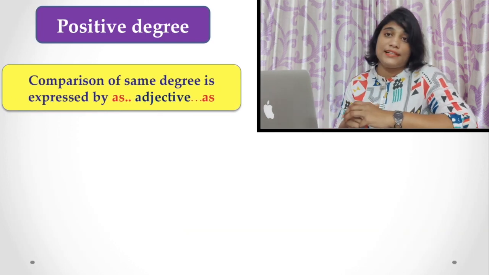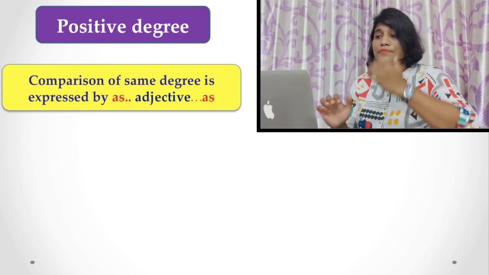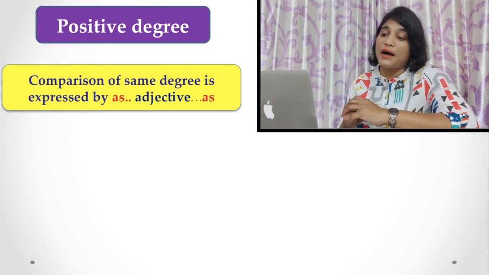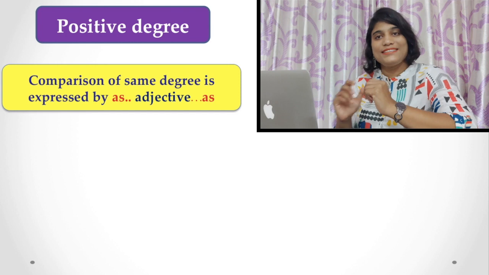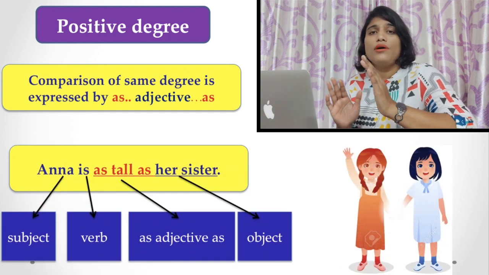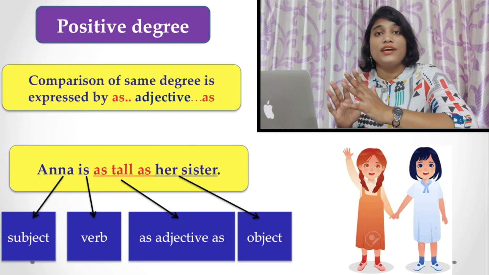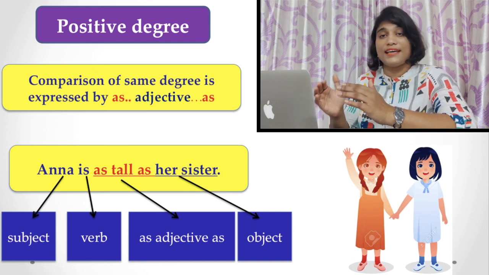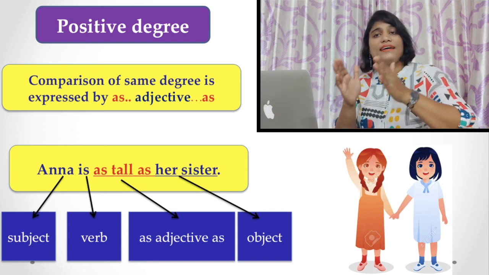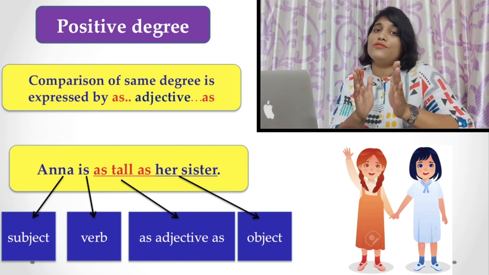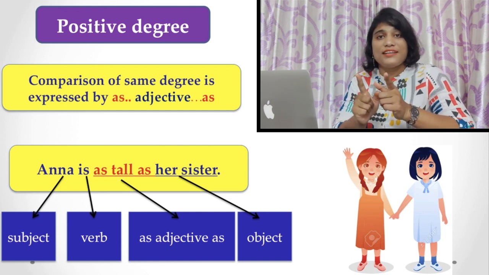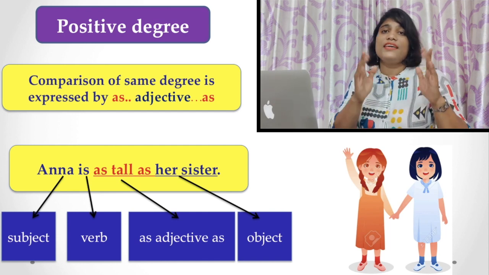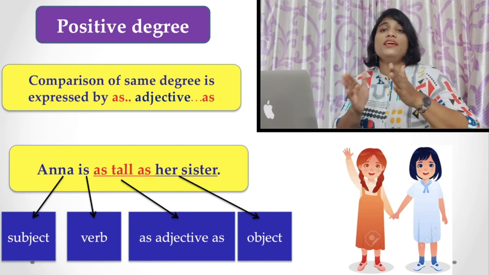Let's see in detail. What is then the positive degree? Comparison of the same thing is expressed by as, adjective, as. Here, while there is no comparison, we are talking about the same thing together. We use, Anna is as tall as her sister. Let's see the example. Here you find Anna and her sister. The comparison is based on similarity. They are the same in respect of tall. They are equally tall. This comparison is based on equality.